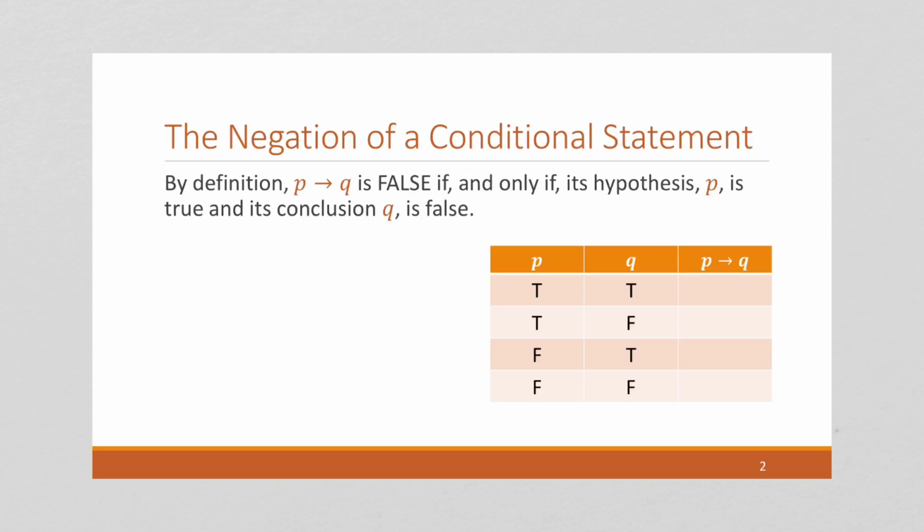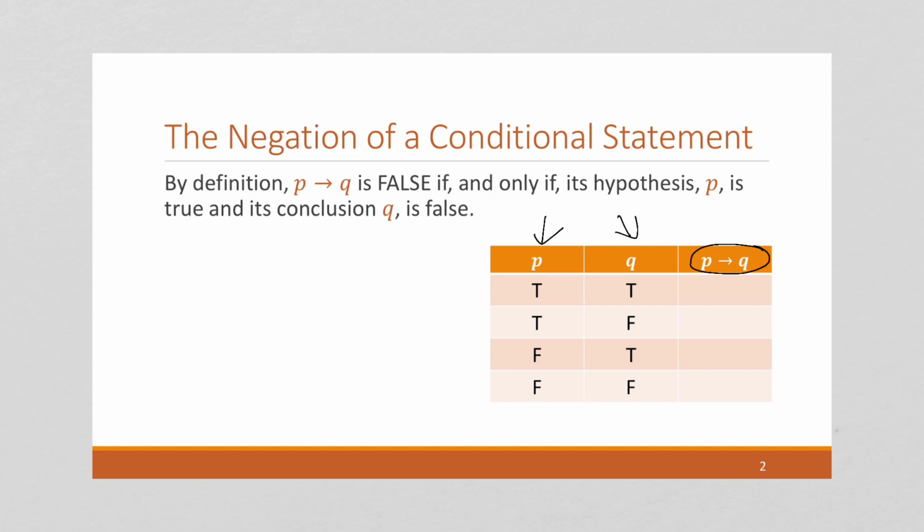Okay, so in the last video, we talked about a conditional statement, right? We have a conditional statement which looks like P implies Q, as read as P implies Q. And we know that it is false if and only if its hypothesis P is true and its conclusion Q is false. So we can put this truth table back together.